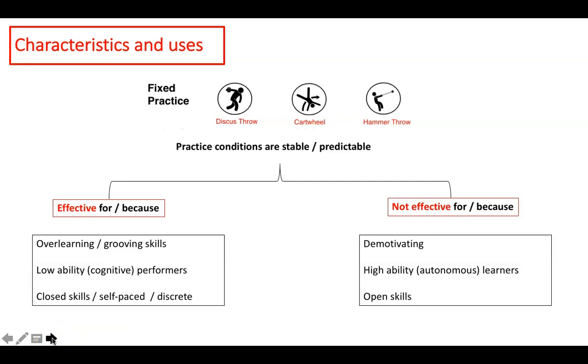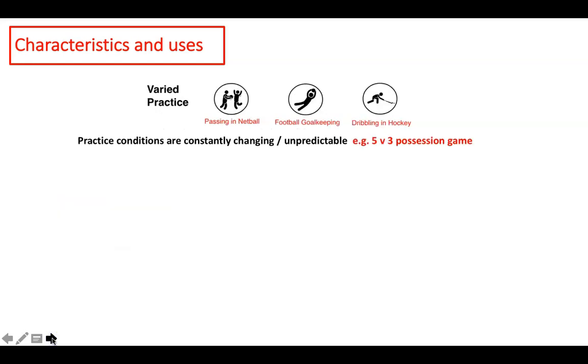Therefore, a practice condition that is stable and predictable, you don't get that open skill environment, i.e. the environment changing, so it's not good for open skills. Finally, varied practice conditions that are constantly changing, that are unpredictable. So fixed and varied are very much opposites of each other.